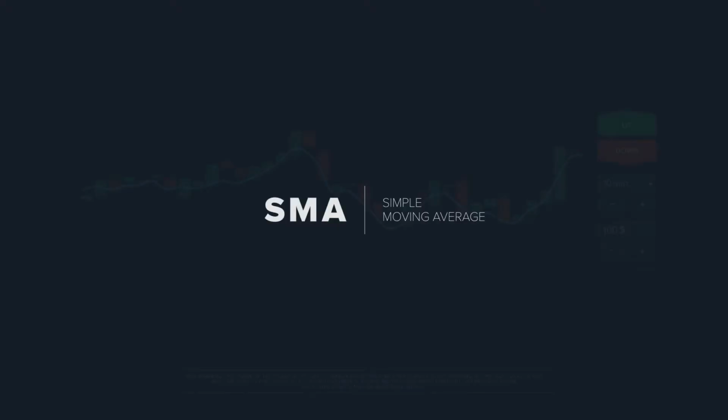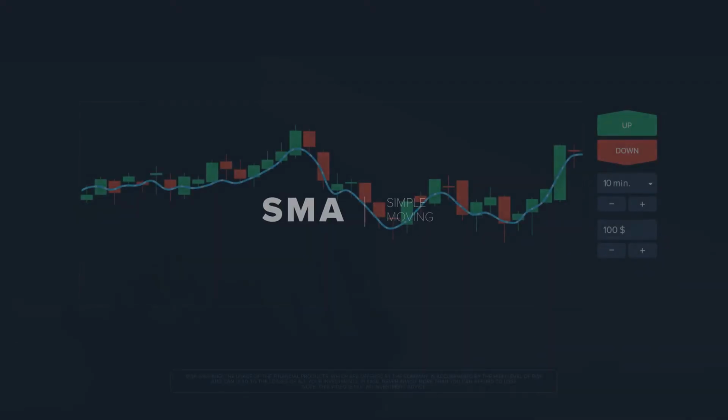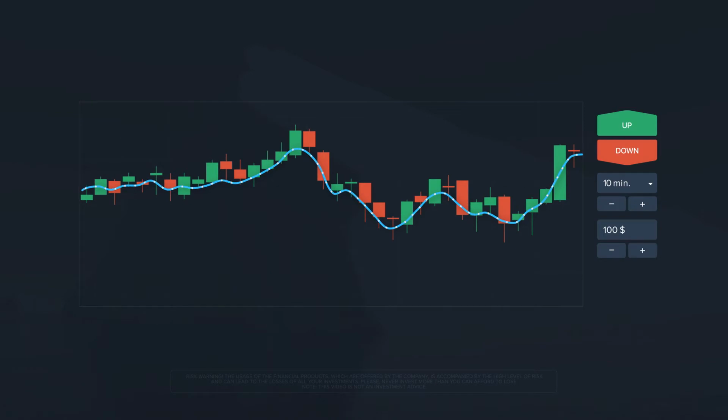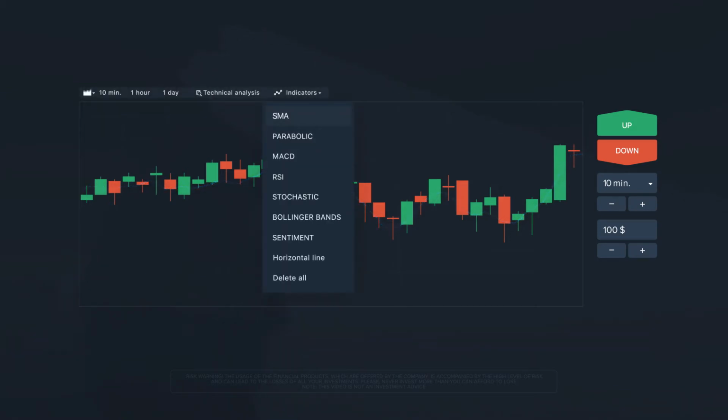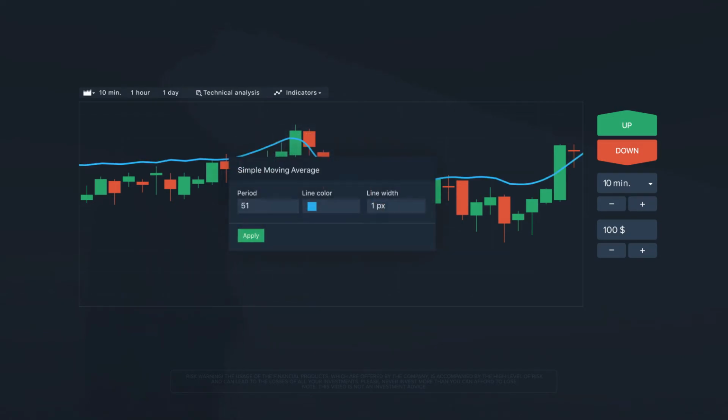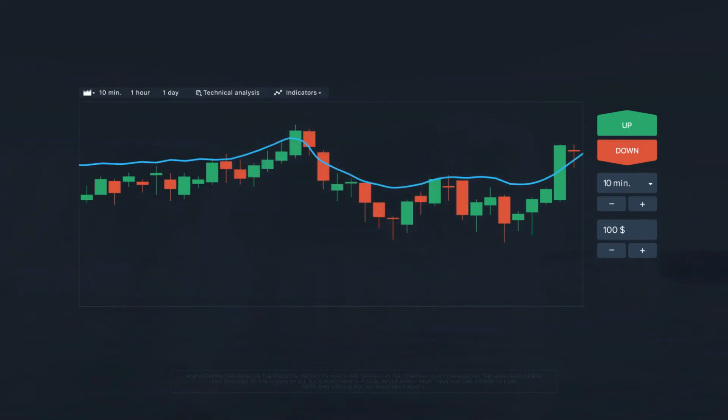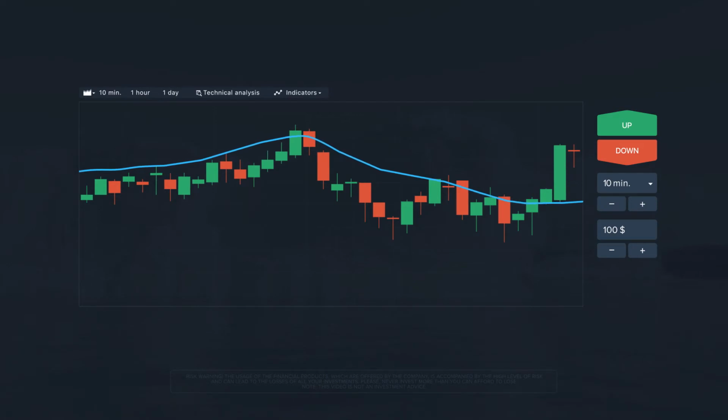In this video, we'll talk about the SMA, or Simple Moving Average. It closely follows the trend, showing the average price. To make the Simple Moving Average appear on the chart, just open the Indicators tab and select SMA. Under Settings, set a period of 60. As you see, our moving average now shows the smooth movement of the price without random fluctuations.